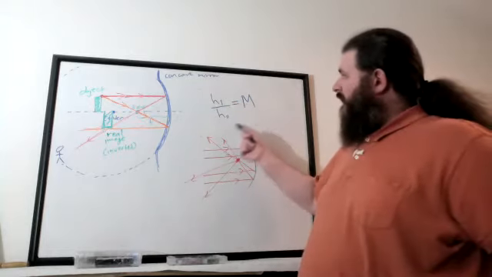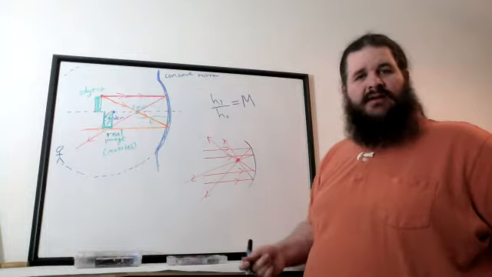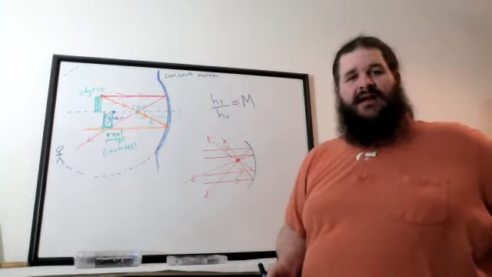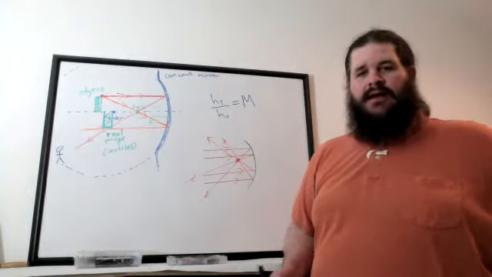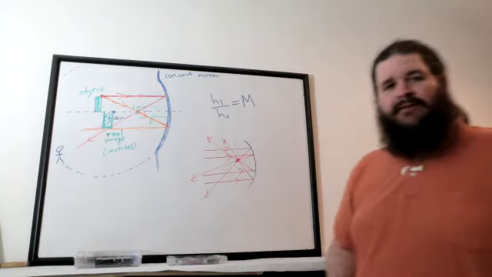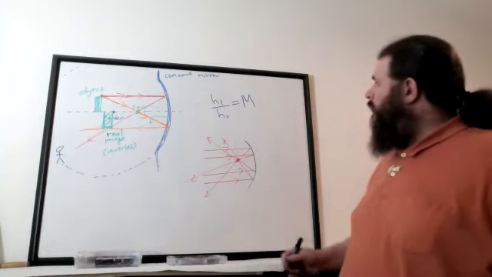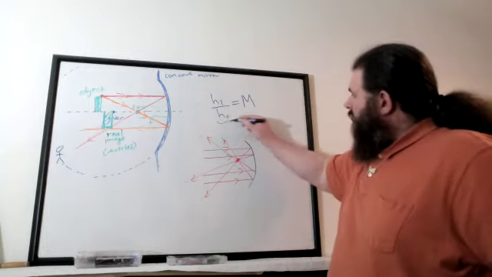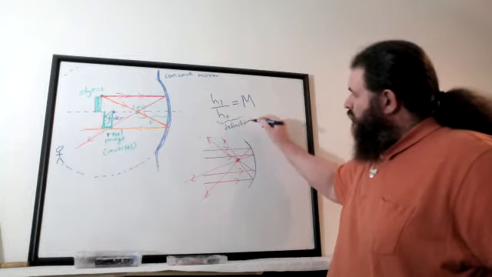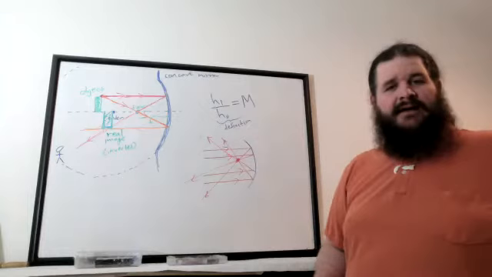M being 1/2 means the image is half as big as the object. M being -1/2 means the image is half as big as the object and upside down. A negative value for M means the image is flipped over. So negative represents direction here in a sense. So this is the definition of magnification. It's the ratio of image height and object height.